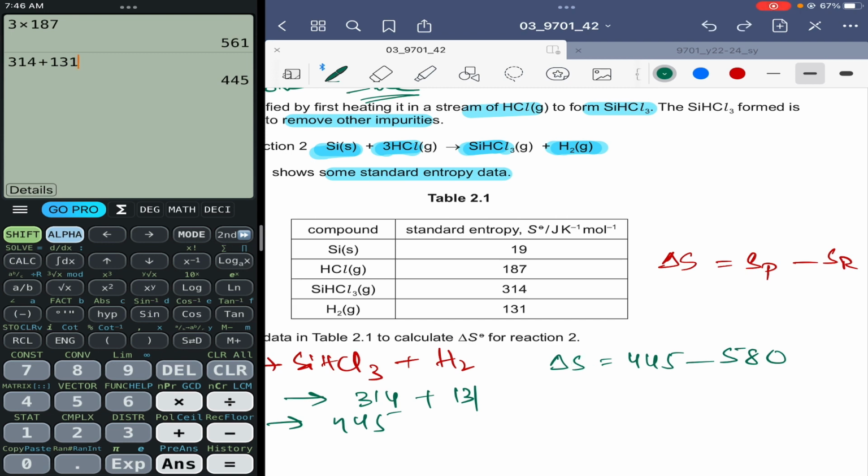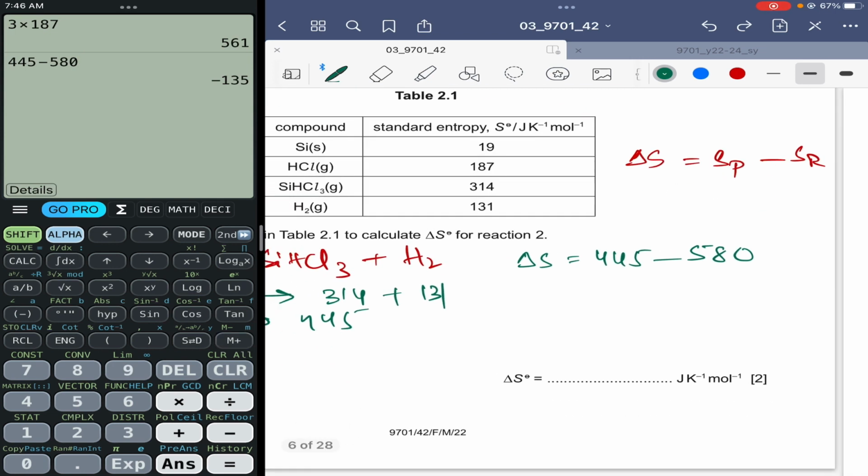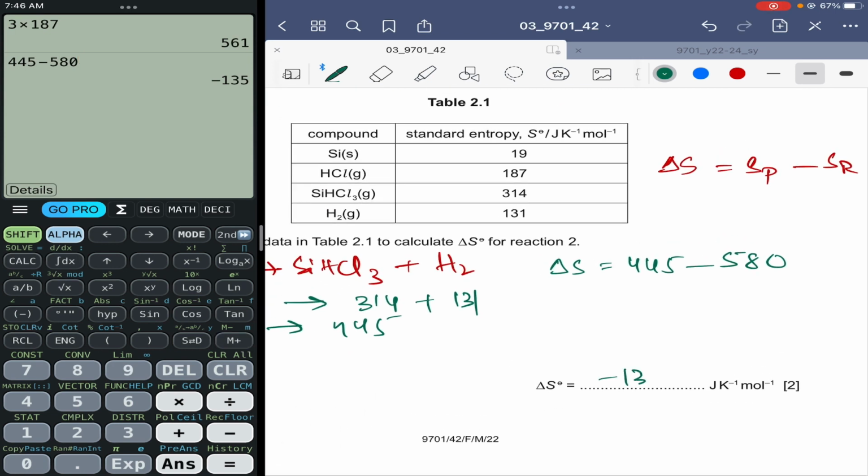So delta S would be equal to 445 minus 580. So that would be equal to minus 135. Delta S for this reaction is minus 135 joules per Kelvin per mole. Just remember this thing, that the unit of delta S, the entropy change, is joules per Kelvin per mole. So instead of getting energy in kilojoules, we get energy in joules for delta S, right?